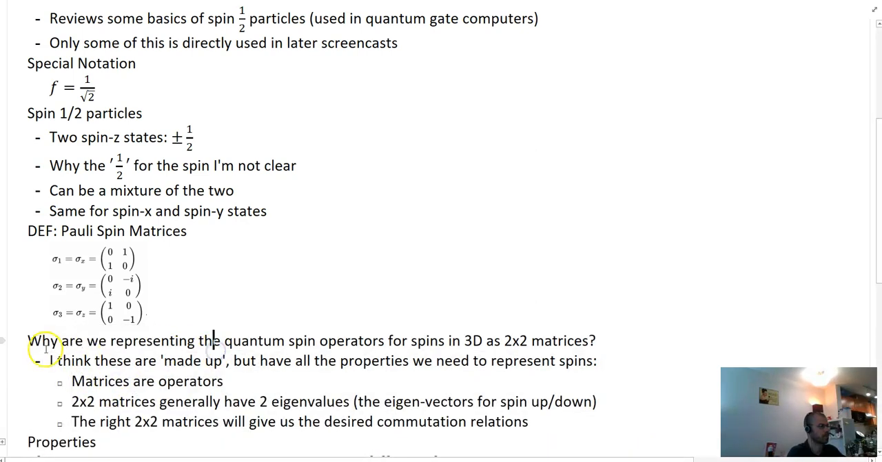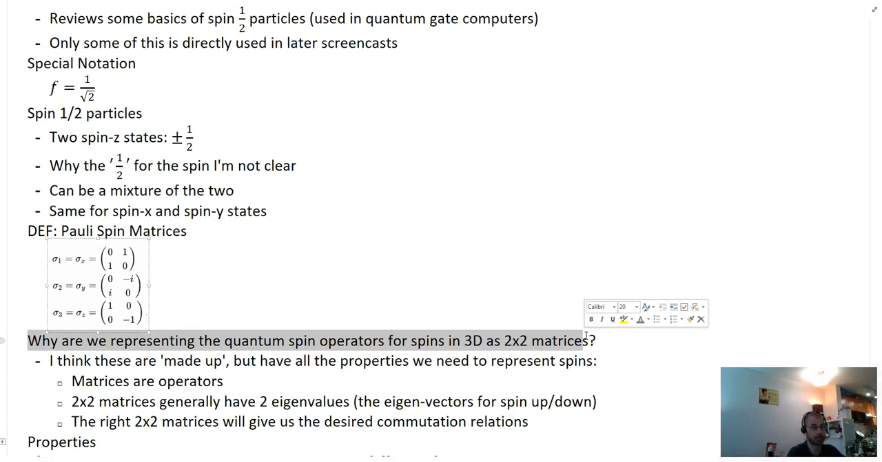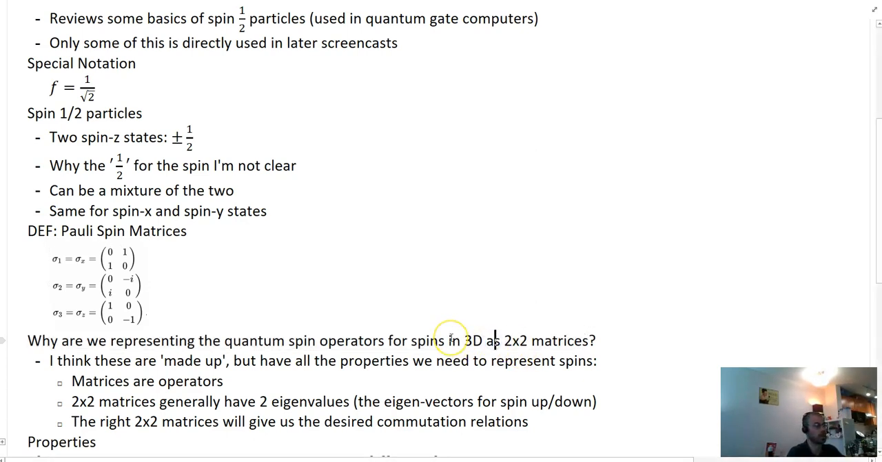All right. So why are we representing quantum spin operators for spins in 3D as 2x2 matrices? Well, it's because we either measure spin up or spin down, right? And for Pauli spin matrices, we either want to have an eigenvalue of +1, which is like your spin up, or -1, which is like your spin down, right? Cool.